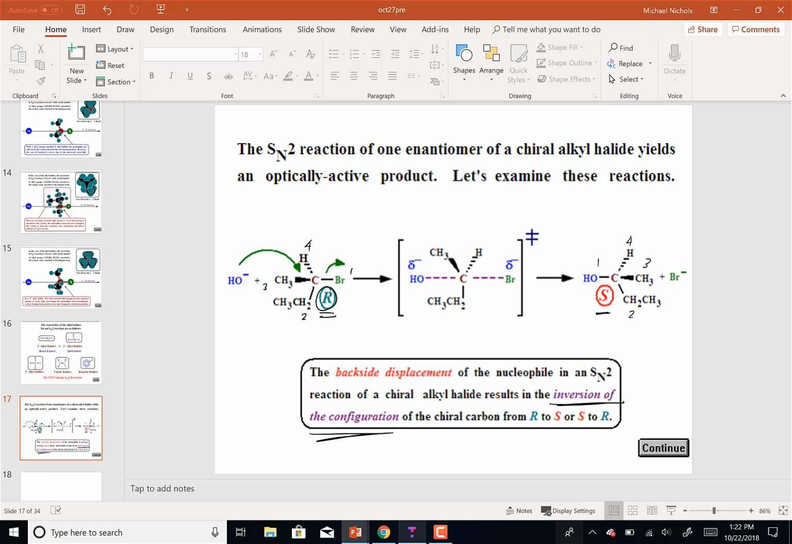So if I looked at this molecule over here and I put in my numbers, for hydrogen would be 4, bromine would be 1, ethyl would be 2, methyl would be 3. So that means I have an R configuration. If I looked over here, 4 H, 1 OH, and then ethyl. If I drew that one, it's S. So that chiral center is inverted.